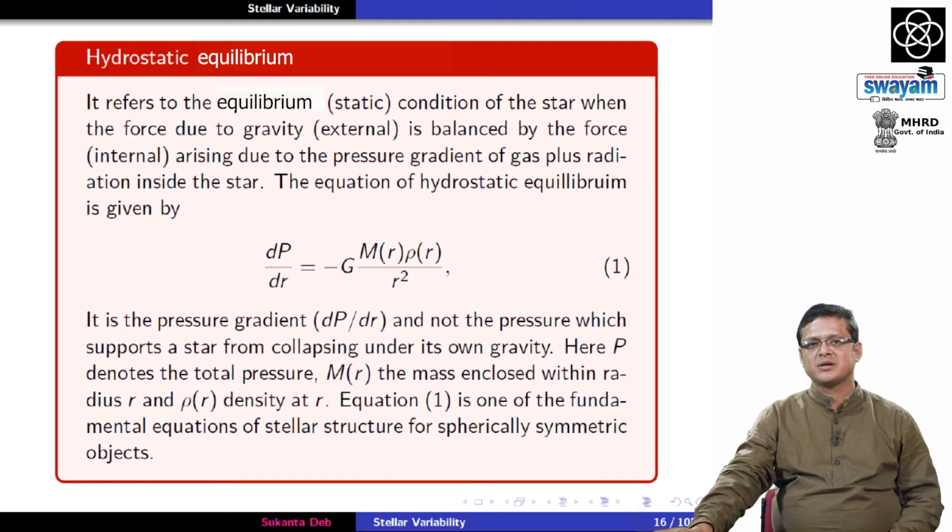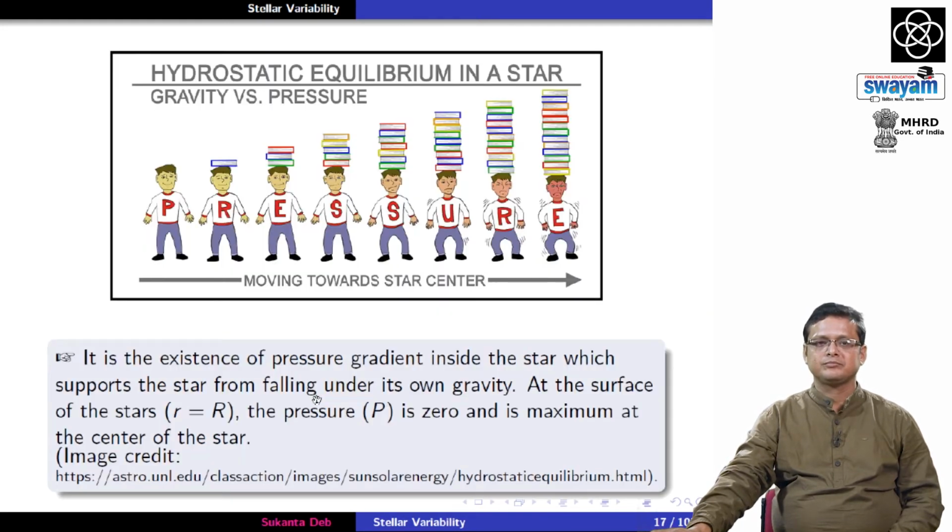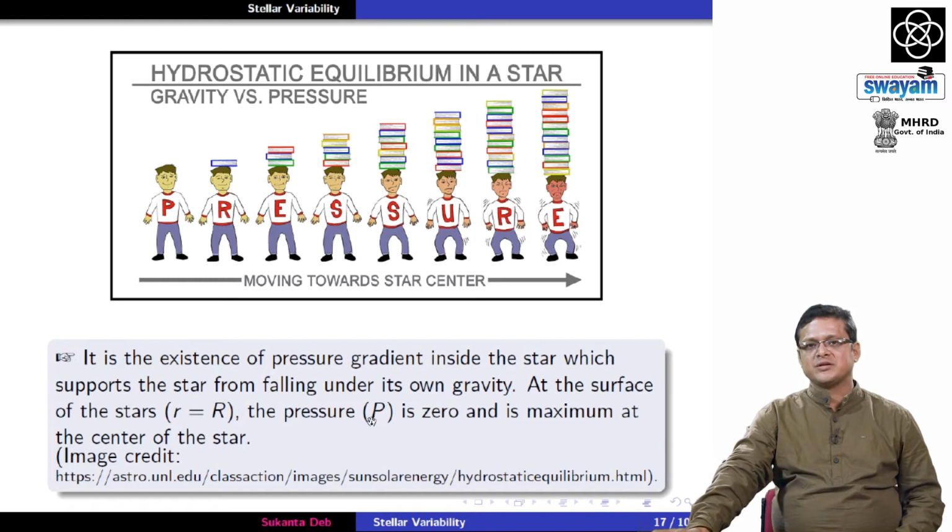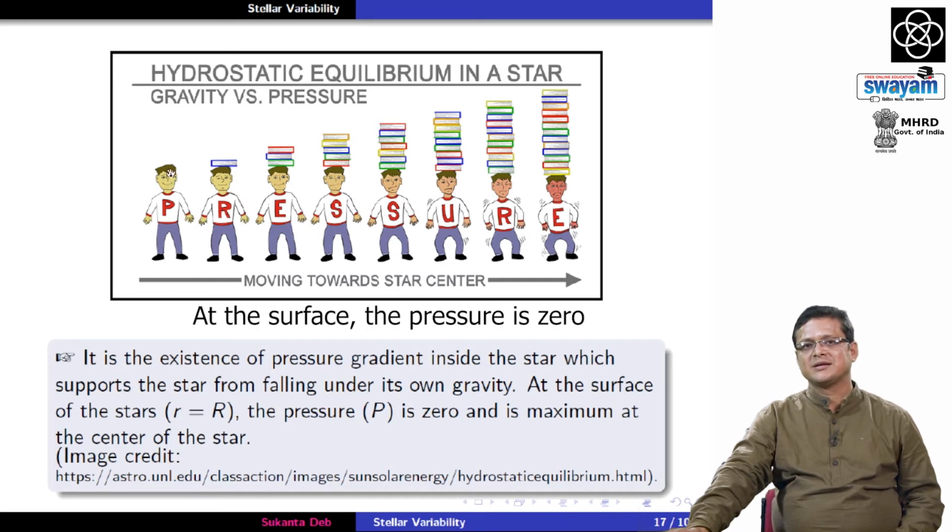Here P denotes the total pressure, M(r) the mass enclosed within the radius r, and rho(r) the density at r. Now, here is a cartoon which shows the existence of a pressure gradient inside the star, which supports the star from falling under its own gravity. At the surface of the star the pressure is 0, and it is maximum at the center of the star.